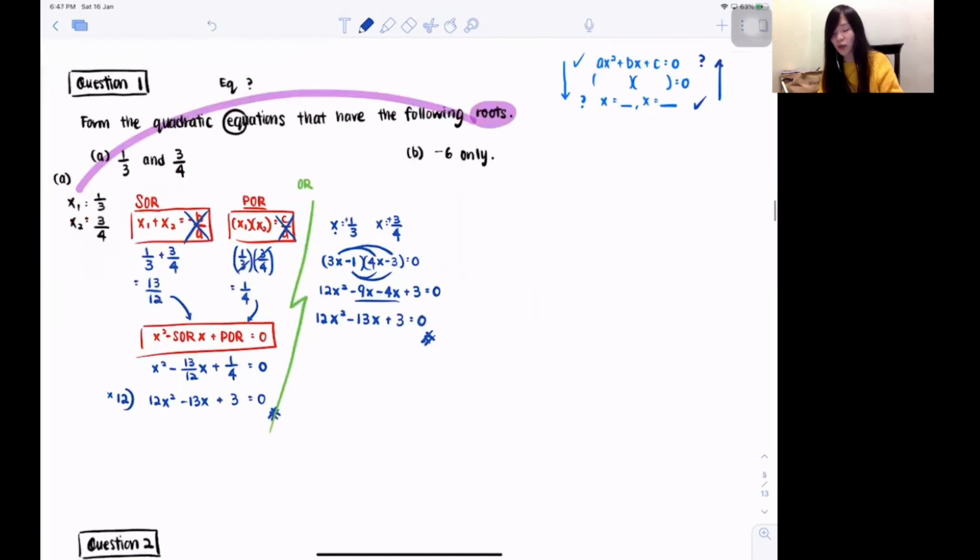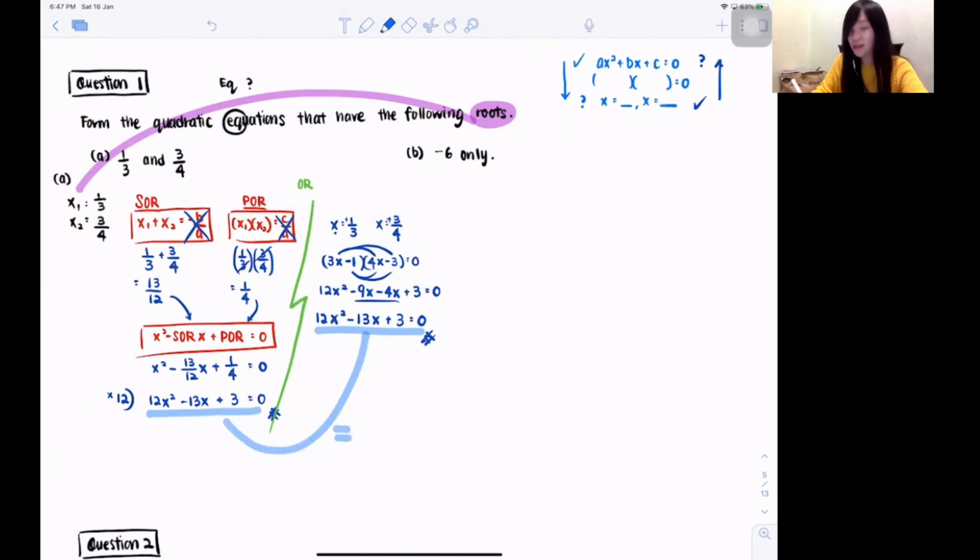Ta-da-da-da! Isn't the equation out? Most important is this moment. Do you guys realize I used the second method and got this answer? Just now I did all the SOR, POR and got this answer. Most important, these two answers, same or different? Obviously same lah, because they are legit the same, my dear.